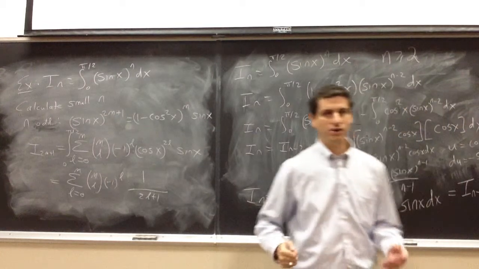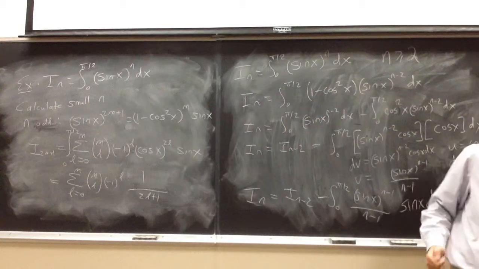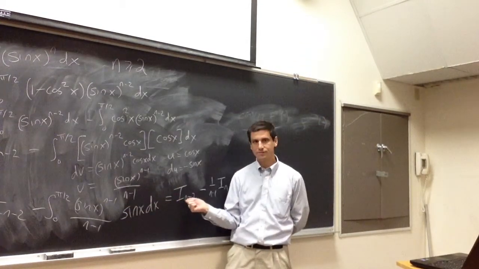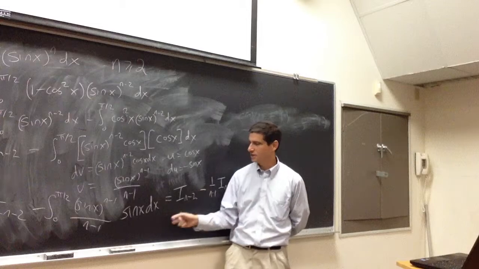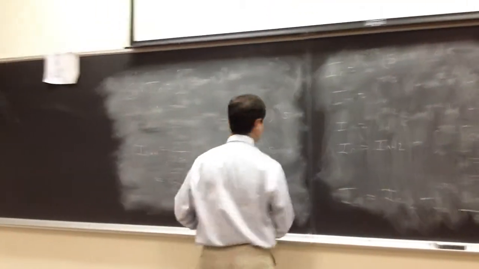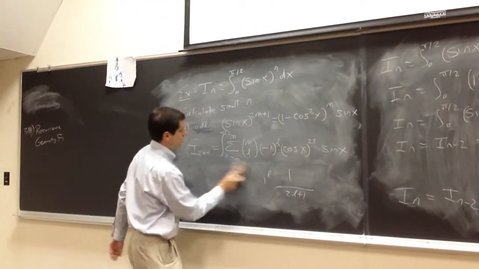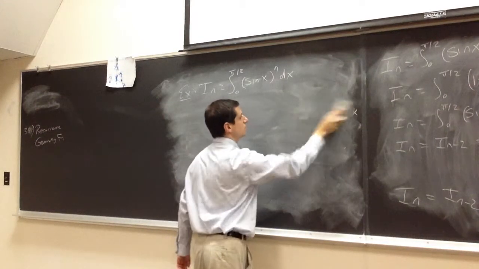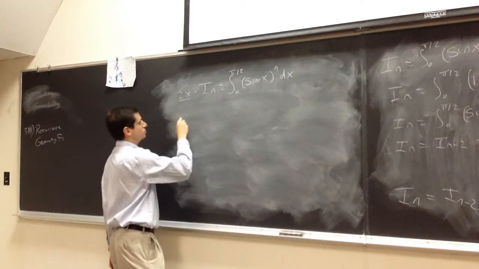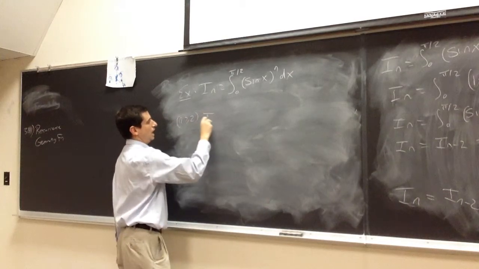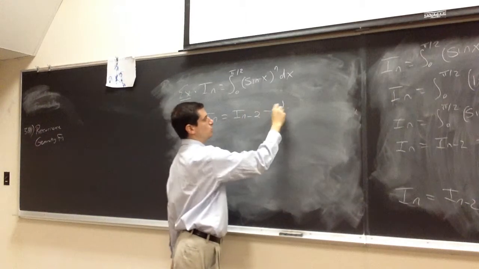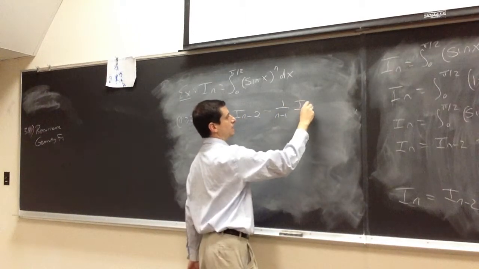And so what we've now got is the recurrence relation that we've been looking for. So let me just write that over here a little bit nicer. What we've just shown is that at least if n is greater than or equal to 2, I_n equals I_{n-2} minus 1 over n minus 1 times I_n.